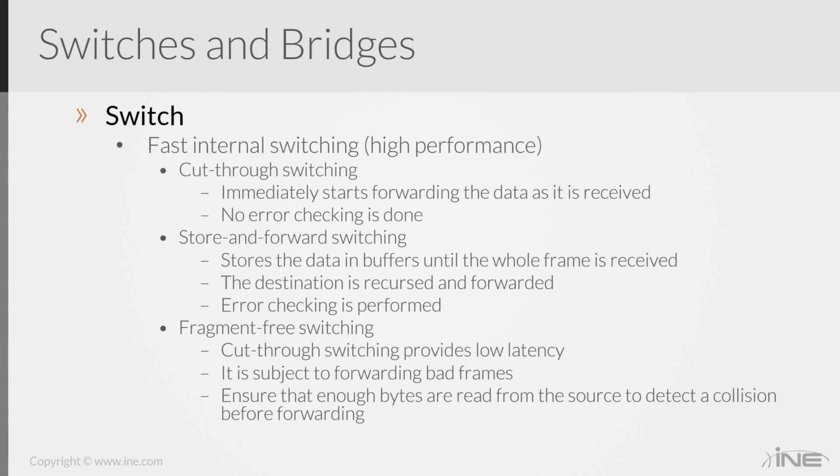With cut through, it's not quite as labor intensive on the switch to forward the traffic, because the traffic is coming in, it's hitting the port, and all it does is look at the layer 2 header, look at the destination MAC address, look in the MAC address table, and forward the traffic on. That's literally all that happens.